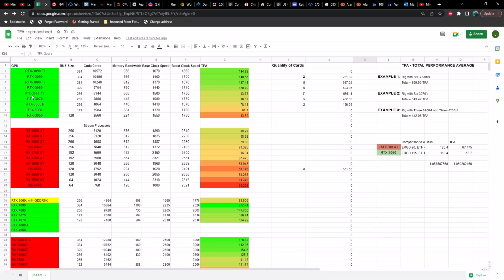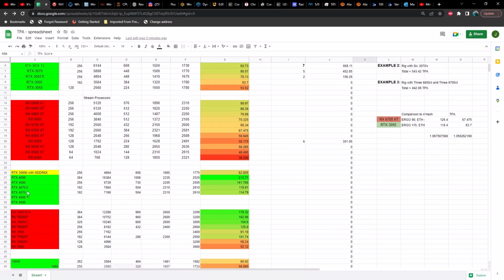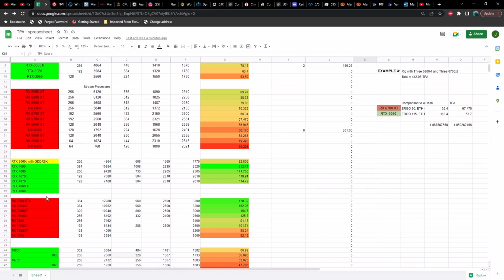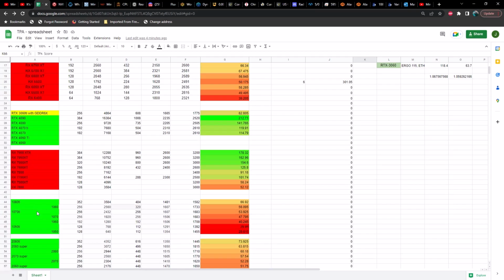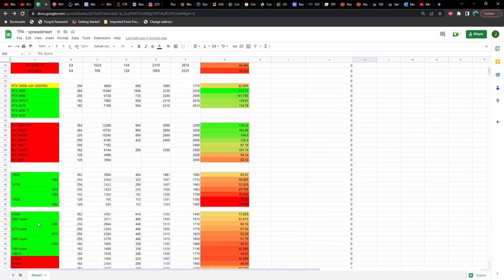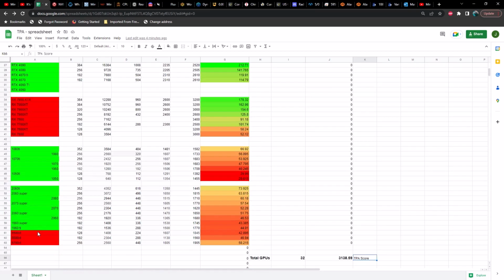So we've got the 3000 series, we've got the 6000 series, now we have the 4000 series. We're still lacking specs on a couple of cards, so the 4060 Ti and the 4060, and I believe we'll have a 4050 as well. And then we've got most of the 7000 series GPUs. We've got all the 10 series cards. We've got the 20 series cards. We've got the 1660 Super, the 1660 Ti, and then the 5000 series GPUs.